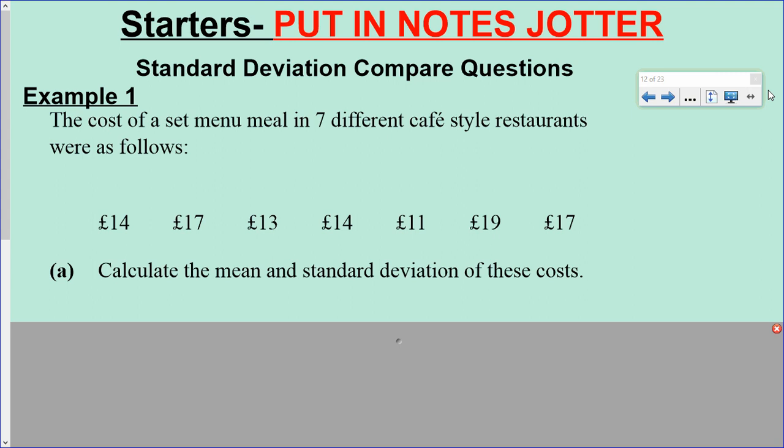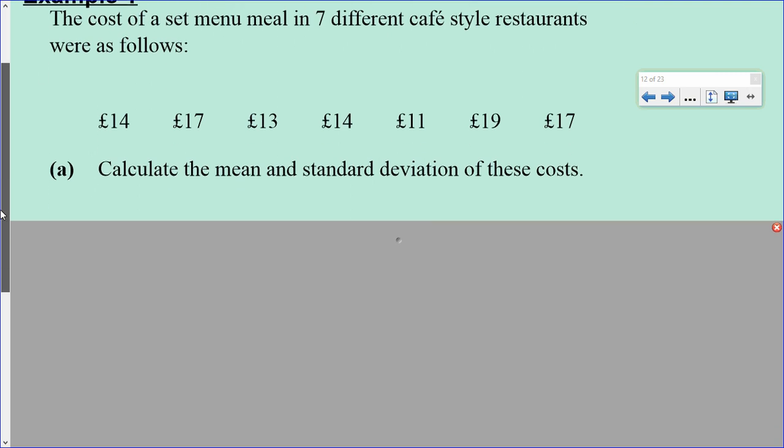And then I'll start going through the question. But if you haven't already done so, then do try it yourself, just again to double check, like we've done the last time, that you're going along the right tracks. So we've got the cost of a set menu meal in 7 different cafe-style restaurants were as follows: £14, £17, £13, £14, £11, £19, and £17.